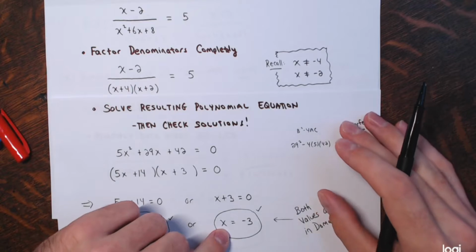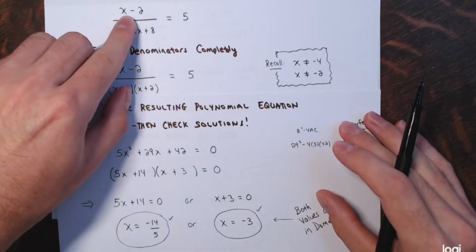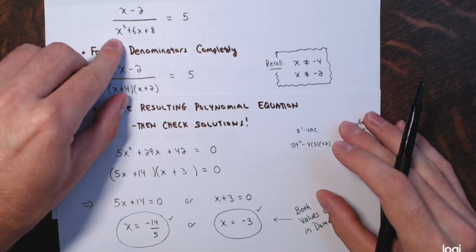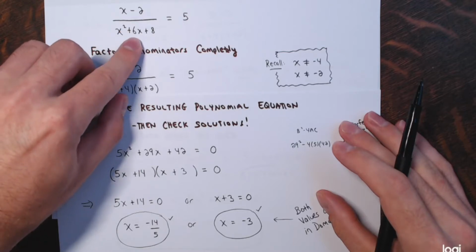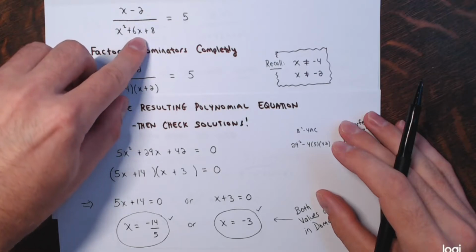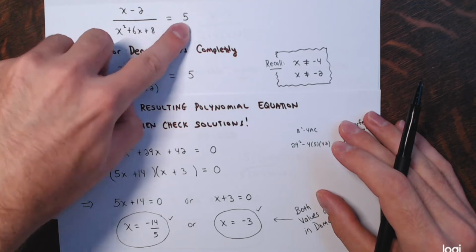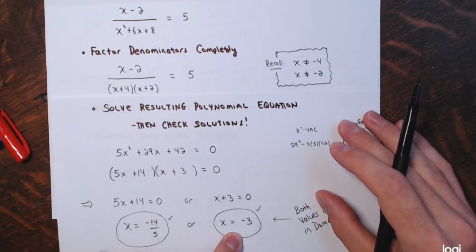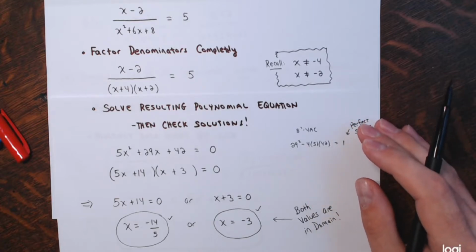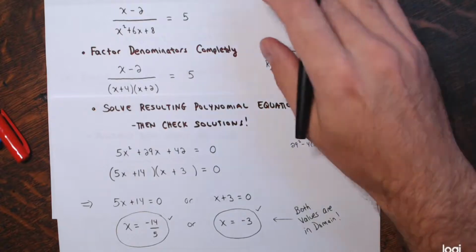Replace x with -3. The numerator would be -5. The denominator would be 9 minus 18 is -9 plus 8 is -1. You have -5 in the numerator, -1 in the denominator. -5 divided by -1 is +5. That works, -3 works. And I leave it to you to check that -14/5 works as well when you replace x with -14/5. Okay, so that's it. That's the answer to the question.